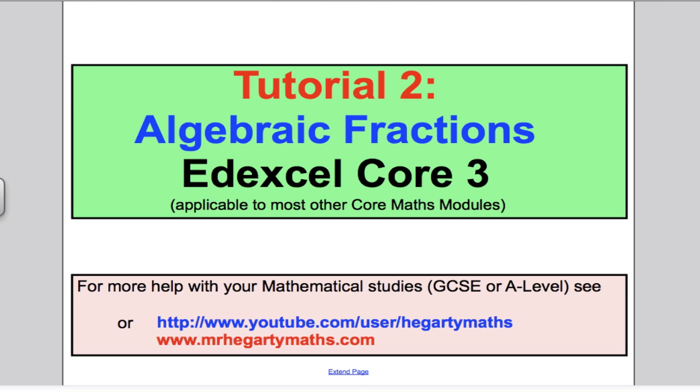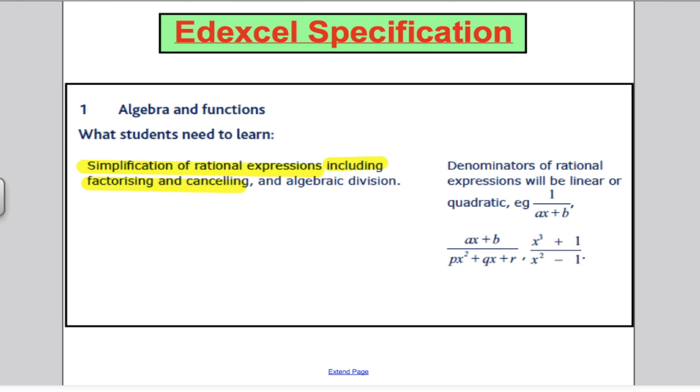Now, we've already done cancelling algebraic fractions and generating equivalent algebraic fractions, and we looked at the Edexcel specification in lesson 1 or tutorial 1, and this is what we're attempting to do. Now we need to take this to the next level by being able to add, subtract, multiply and divide rational expressions and use the skills of factorising, cancelling and generating equivalent fractions when doing so. So let's start off tutorial 2 by looking at something quite straightforward, multiplying and then dividing algebraic fractions.